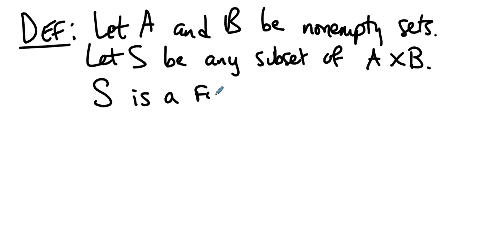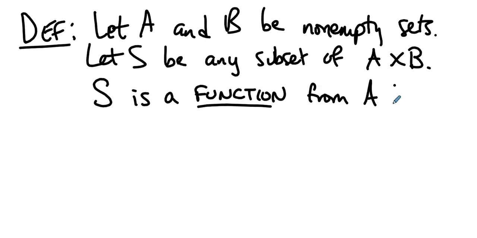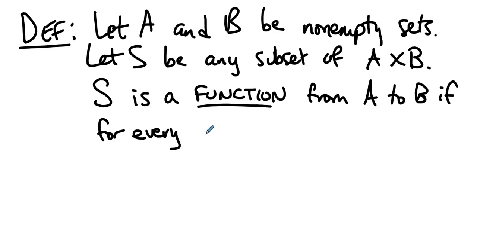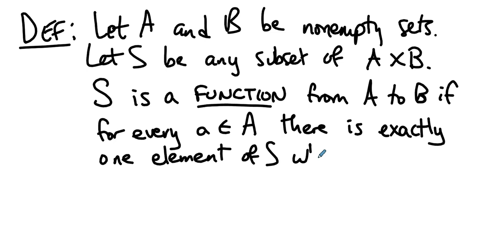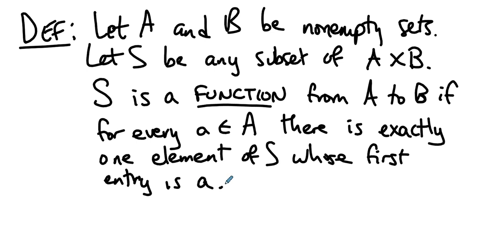We say that S is a function from A to B if for every A in A, there is exactly one element of S whose first entry is A. There's a few things I want to say about this.